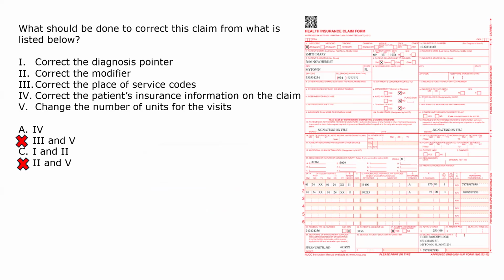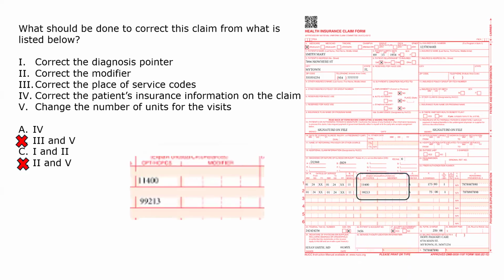Next, I'm going to look at 2, correct the modifier. Let's close in on box 24D on the HCFA form. There are no modifiers submitted on this claim form. When a procedure code from the surgery section of CPT is submitted with an evaluation and management code, then the claim is required to have a 25 modifier, meaning that a modifier is missing and should be added to the claim form, making at least number 2 a correct answer.